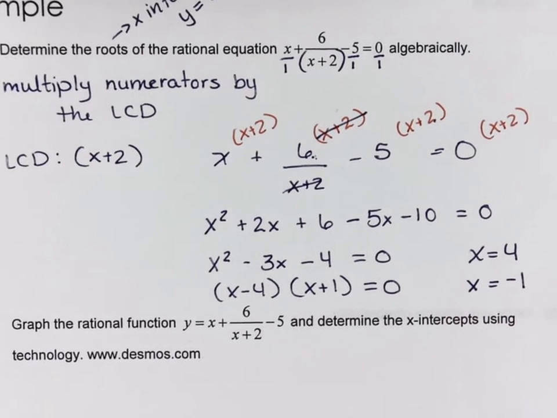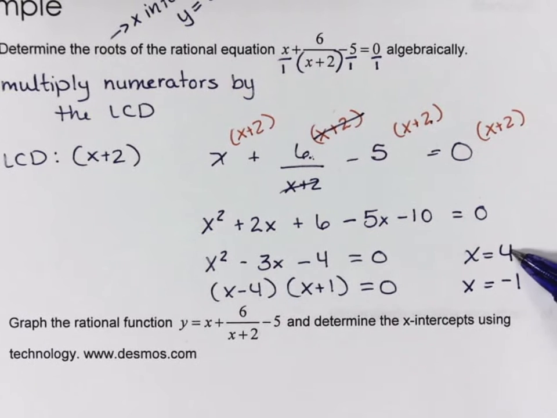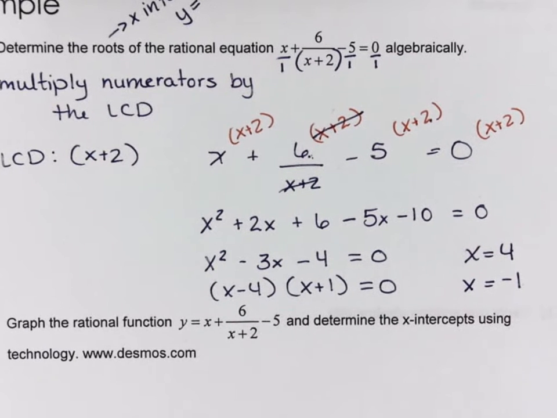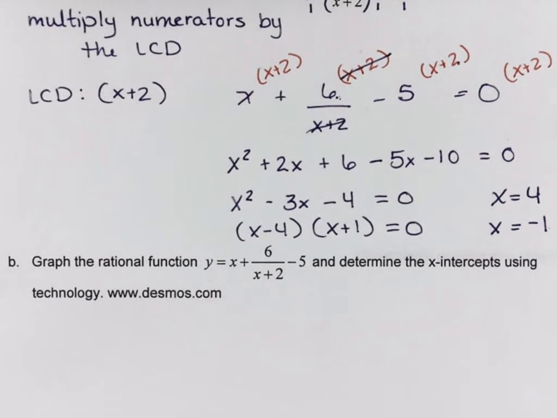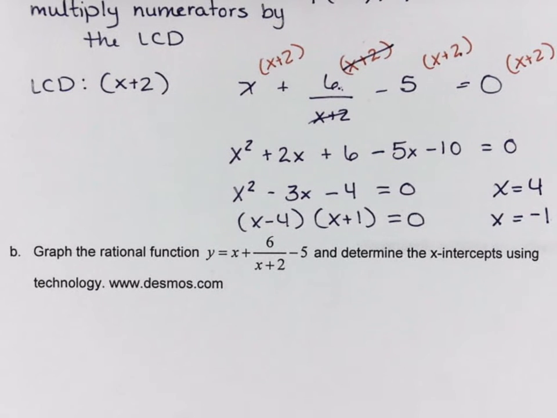So where are my roots? Positive 4, negative 1. Okay, we're going to check it with my graphing calculator. Why would you ever say that's it? That's never it.